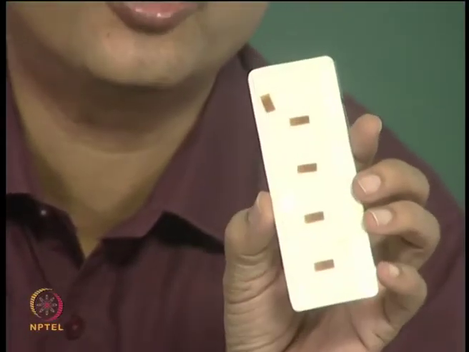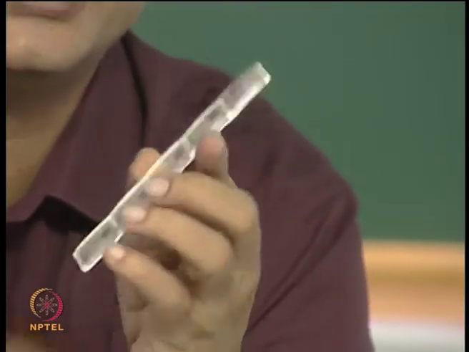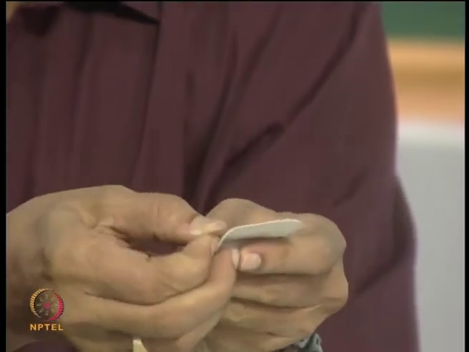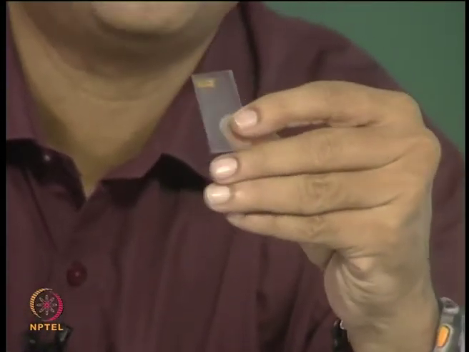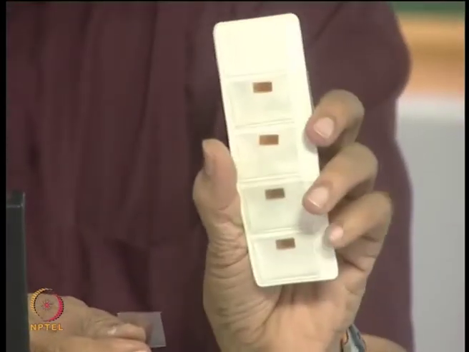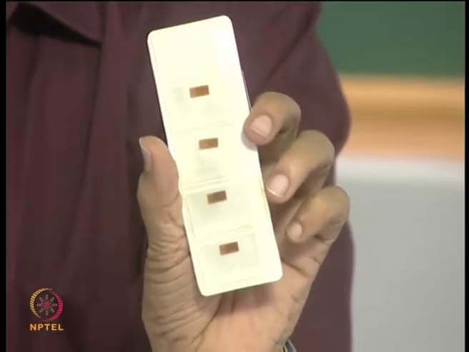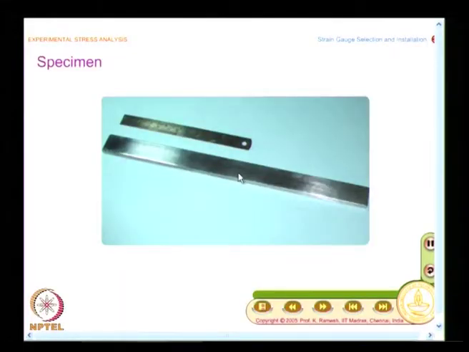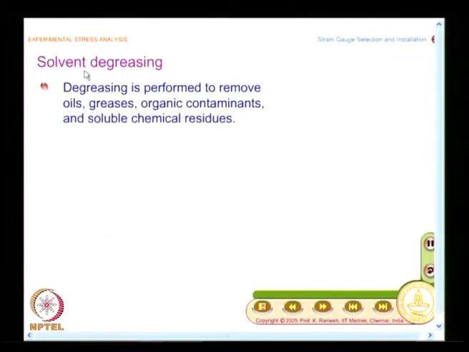So, all this shows how important a strain gauge is, and each strain gauge is available in a packet like this. You have an acetate cover. So, we will see how to open it later. The manner in which the strain gauge is packed shows how important and expensive and delicate the strain gauge is. And we are going to take a simple cantilever beam for us to do the strain gauge bonding. And what is the first step? The first step is solvent degreasing.